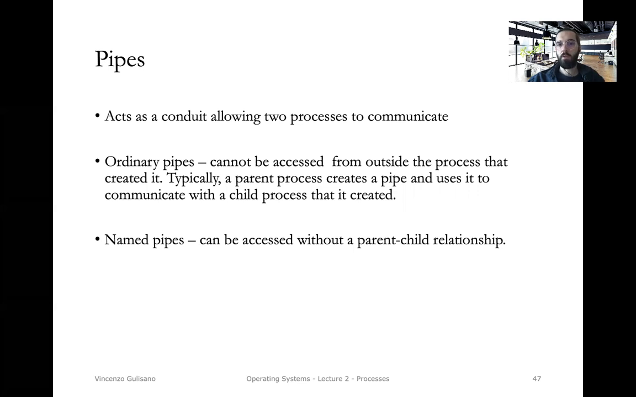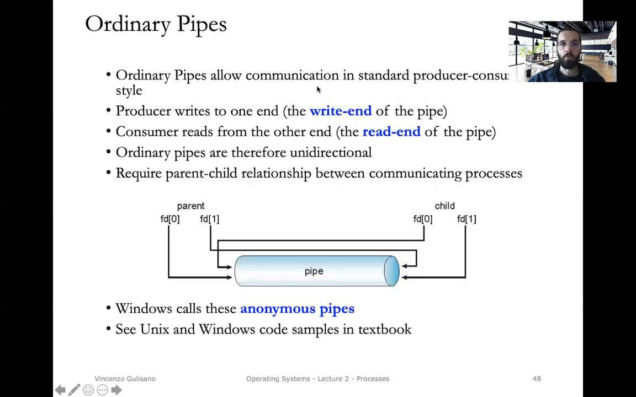Named pipes, on the other hand, can be used by two processes that do not need to have a parent-child relationship. So the ordinary pipes, in other words, are the standard producer-consumer queue. They are unidirectional, and in fact, before two processes can use them, a parent and a child, they need to specify who is going to be the writer and who is going to be the reader. We're going to see this in a piece of code in the next slides. In Windows, these are called anonymous pipes.